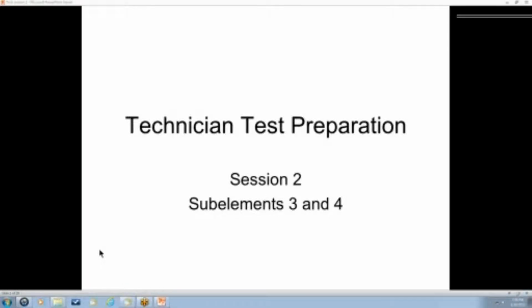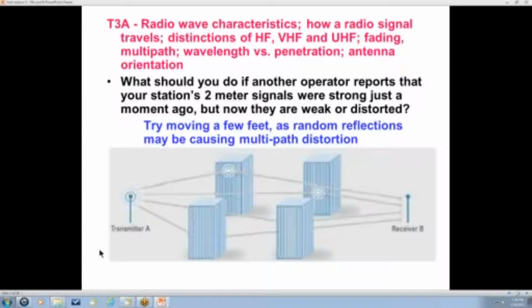This is session 2, and we're going to do sub-elements 3 and 4 this evening. Radio wave characteristics, how a radio signal travels, distinctions of HF, VHF, UHF, fading, multipath, wavelength versus penetration, antenna orientation.